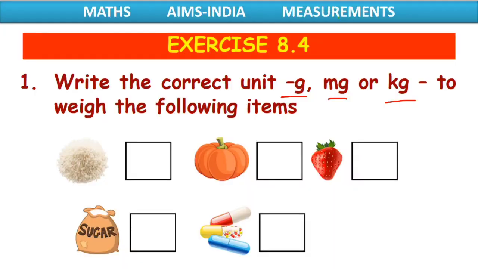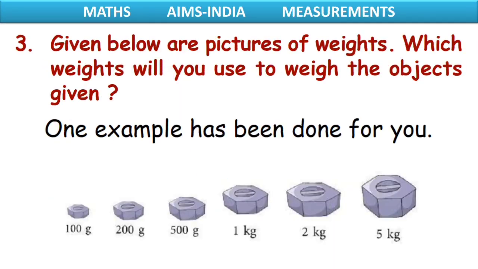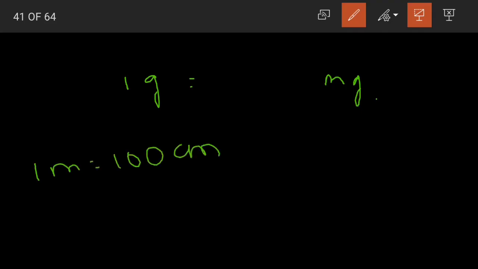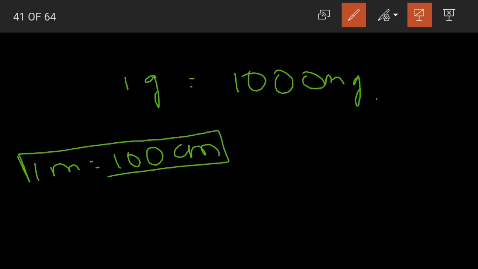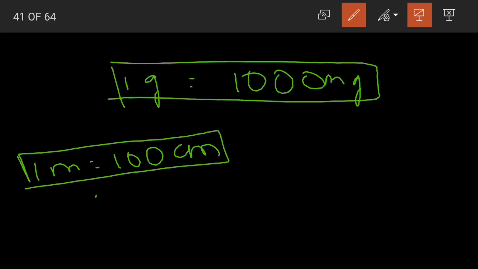And coming to the relationship, is it there for you? No. But I am explaining, when we have 1 gram and we want to convert it into milligrams. For centimeters, we had 1 meter is equal to 100 centimeters. But here 1 gram is equal to 1000 milligrams. Is this clear children? 1 meter is equal to 100 centimeters, but 1 gram is equal to 1000 milligrams.